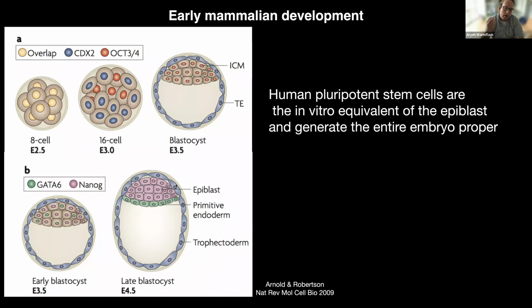And the important thing to realize from what I'm going to talk about is that the human pluripotent stem cells that we work with in the lab, they are the in vitro equivalent of these epiblast cells. So if you could imagine basically taking these epiblast cells out of the embryo and culturing them and then maintaining the properties that they have in the embryo to a large degree, that's what the cells that we have are. And that's important because they are the cells that during normal development would generate the entire embryo proper.